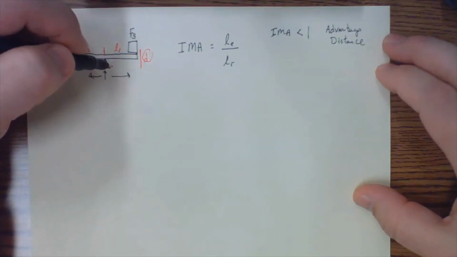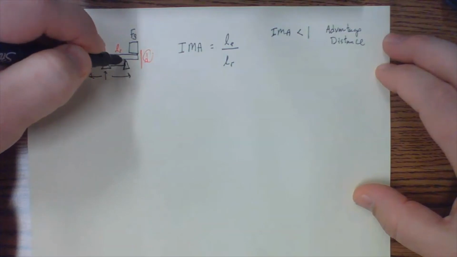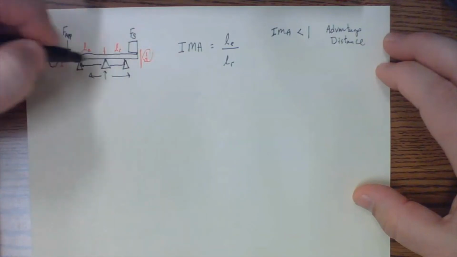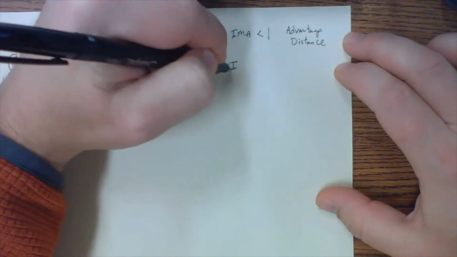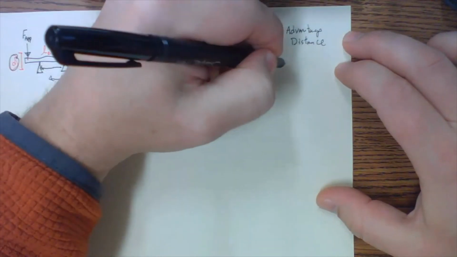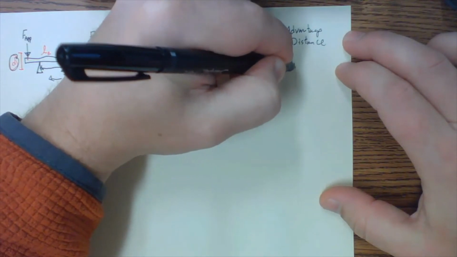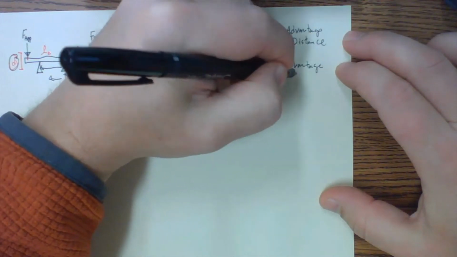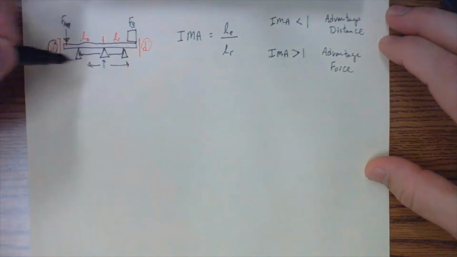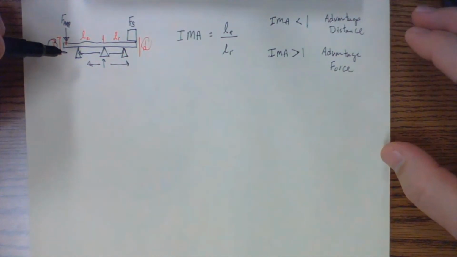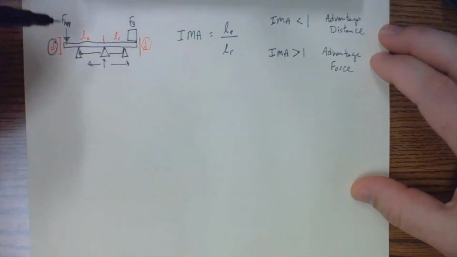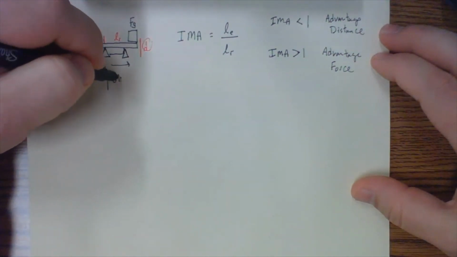Now the other option is we could slide this more in this direction. Okay, so when we slide it closer to here, now all of a sudden this becomes small, this becomes big. That's when the IMA is definitely bigger than 1, and this is an advantage of force. So when we look at the setup of that lever, we're going to slide it back and forth, and we're going to be able to see whether that IMA is going to give us a distance advantage or a force advantage. Now this is technically a lever that we call a first class lever.